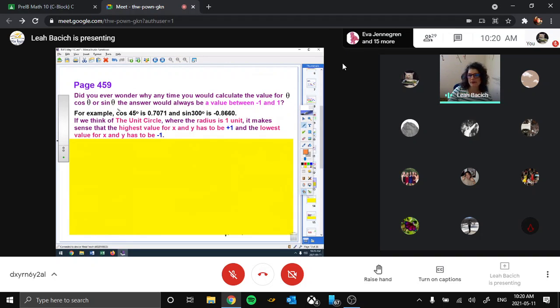Okay, so I gave you a little example here. For example, cosine 45 degrees is 0.7071, and the sine of 300 is negative 0.8660. If you do this on your calculator, you should get the same answers as I did. Now, this is just reiterating what we just did, looking at the angles we already used. Your answers are still between -1 and 1, depending on where they are on your circle.